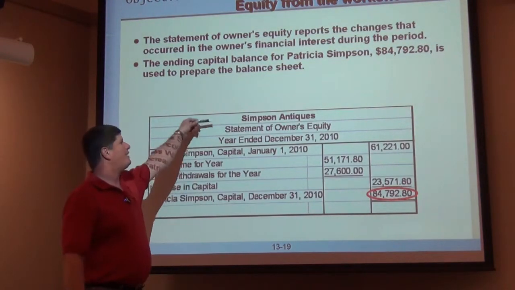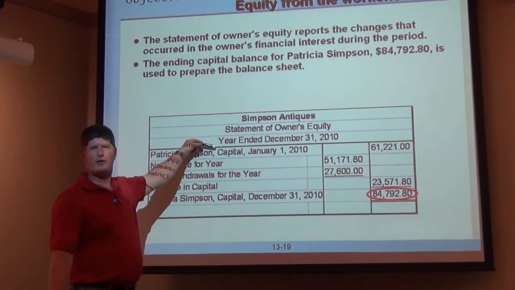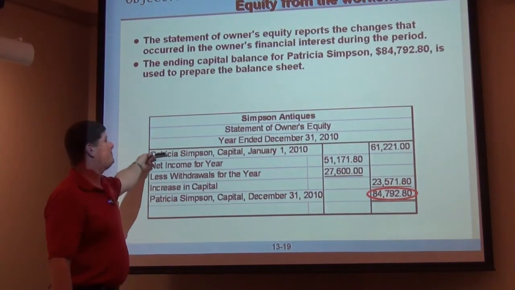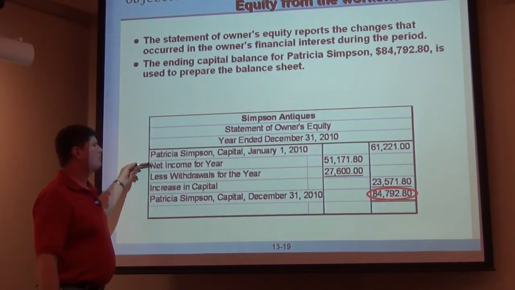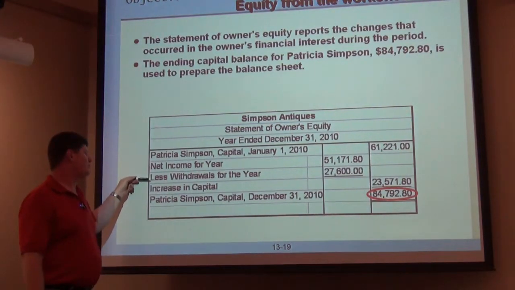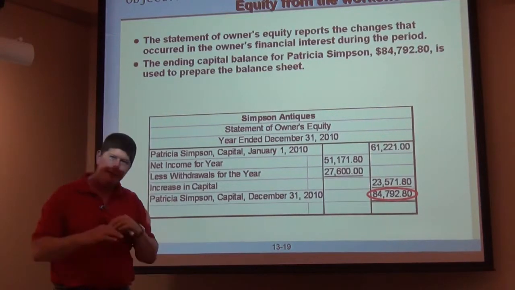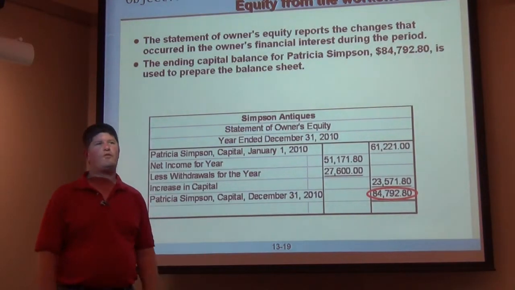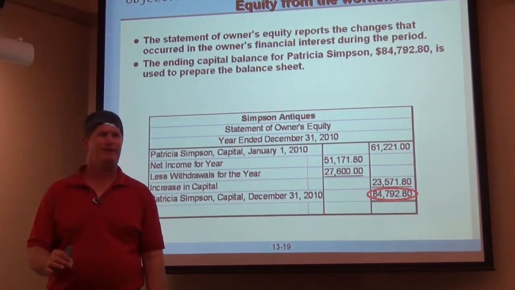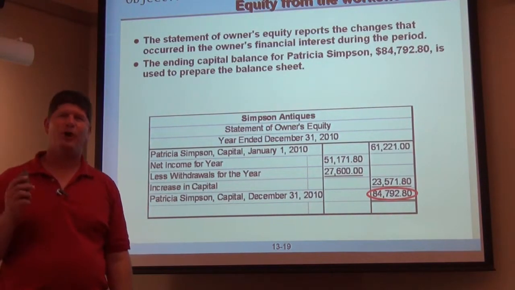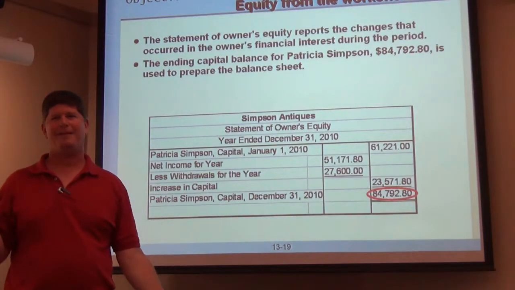So again, who, what, and when. Always a header on your financial statements. Beginning capital, plus net income, less withdrawals, total increase in capital, ending capital. Nothing has changed from chapters 4, 5, 6. Okay, nothing new to learn here. Moving on, unless you want to ask a question about it.